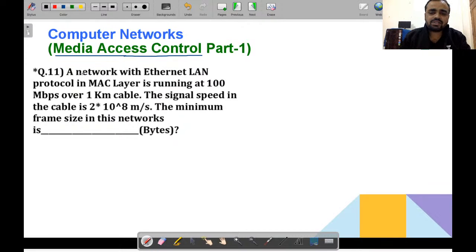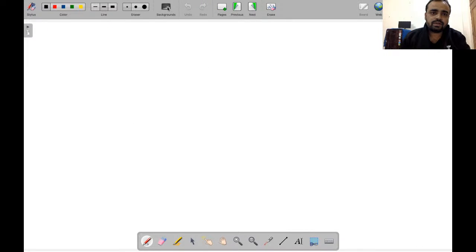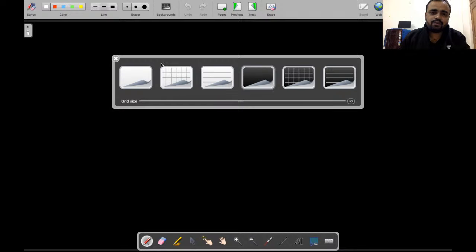I have considered a lot of problems related to the media access control protocol, but before that we have to learn the concept behind the media access control. Then we will come to the numerical part. First of all, let me tell you what are the things that we are going to cover inside the media access control.